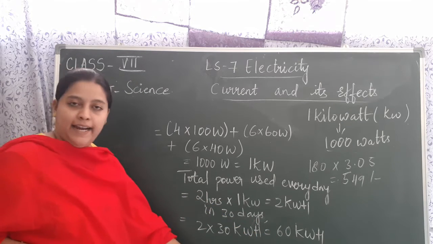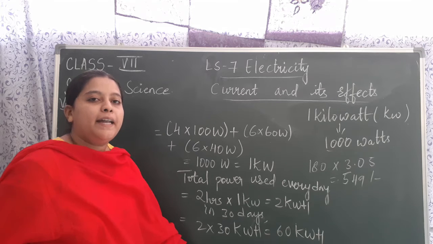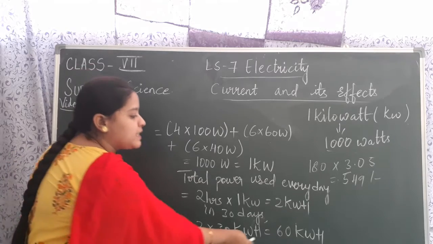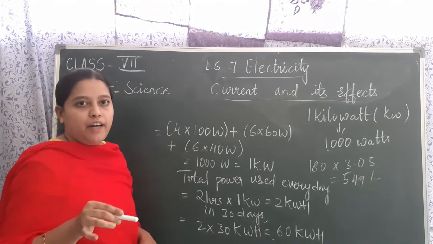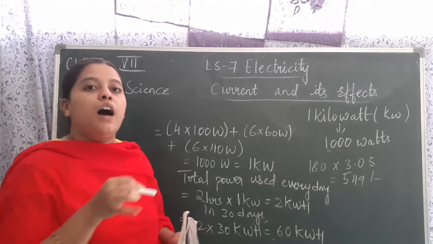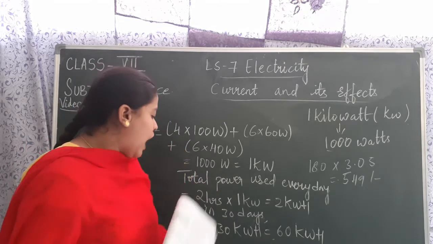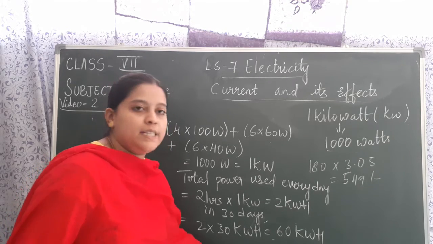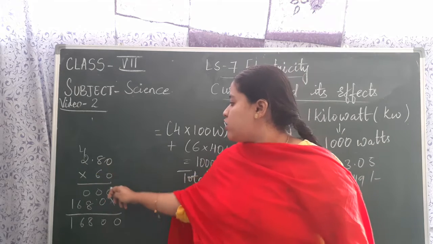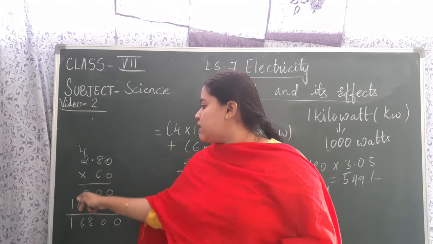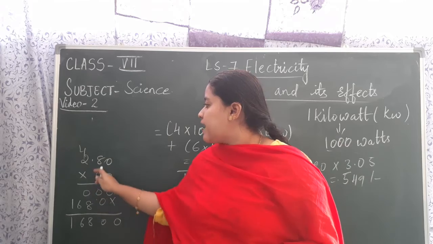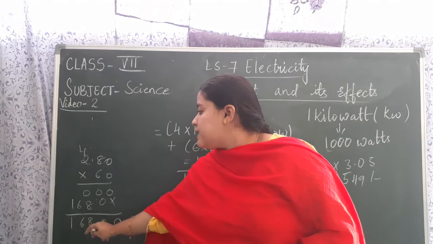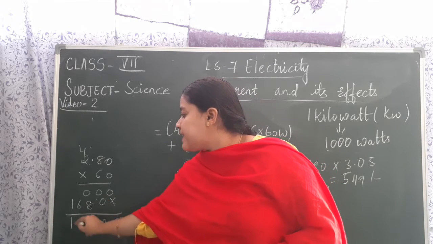Then rupees 2.80 paise is the cost per unit, isn't it children? We have found out 60 kilowatt hours used for 30 days. Now how much bill must they pay? 2.80 into 60. So you must calculate. 0 into 6 is 0, 8 into 6 is 48, 2 into 6 is 12, 12 plus 4 is 16. So 16800.